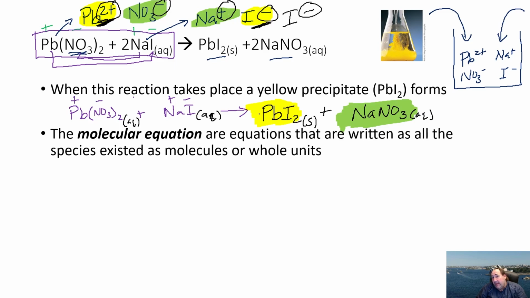And I'm also going to start there as we talked about balancing. So because there's 2 nitrates on the left, I could put a 2 here. And that balances my nitrates, also gives me 2 sodiums, which means I need a 2 there.